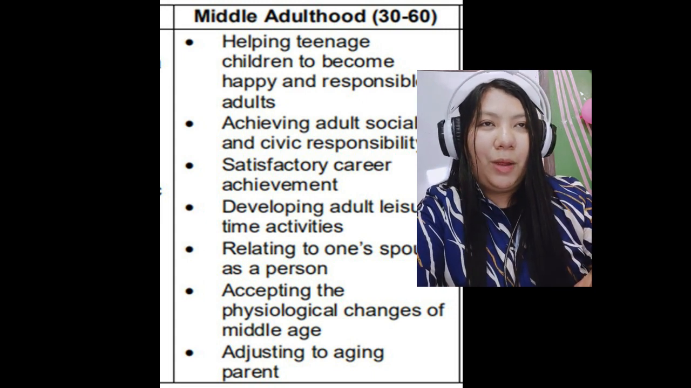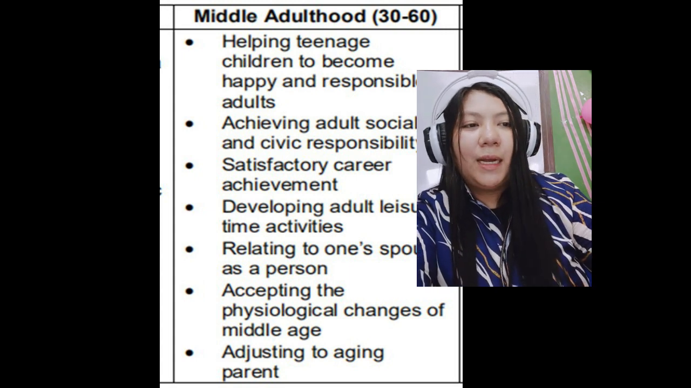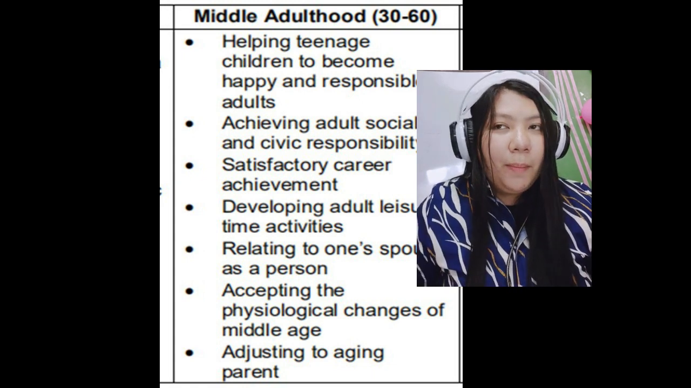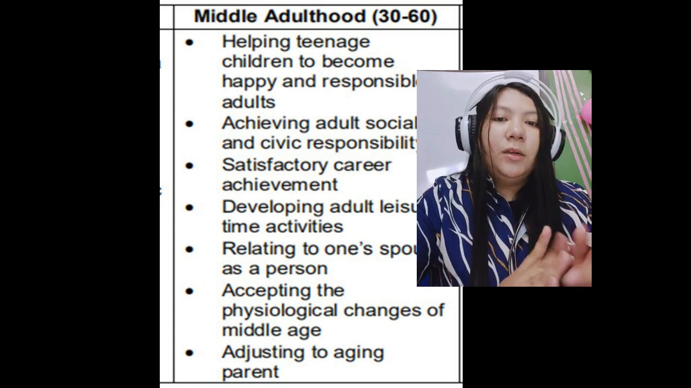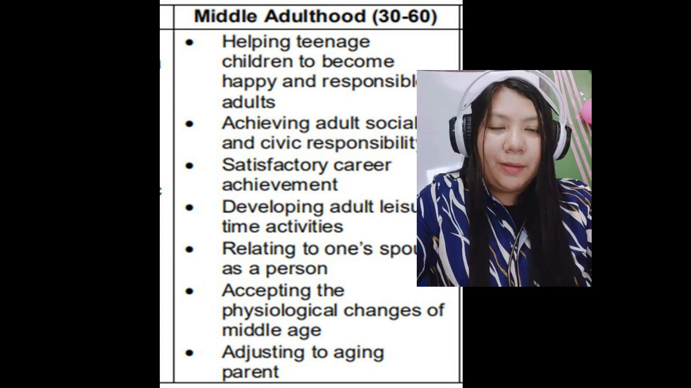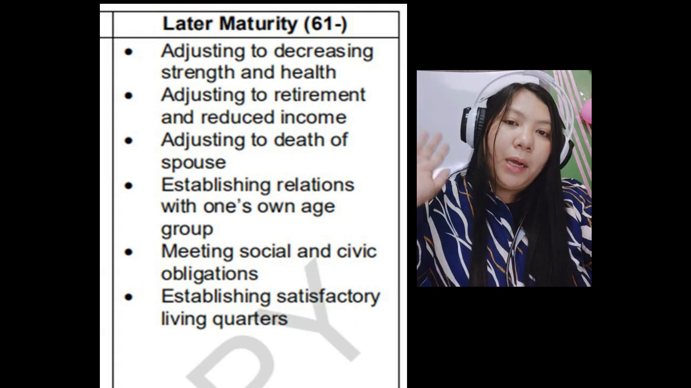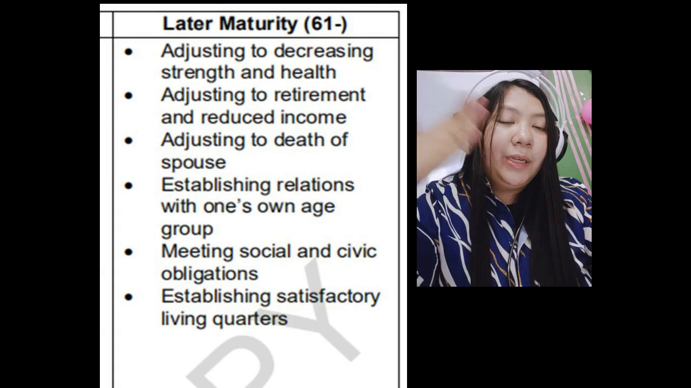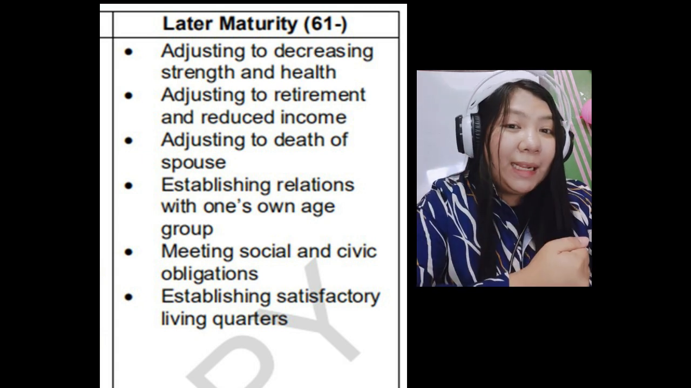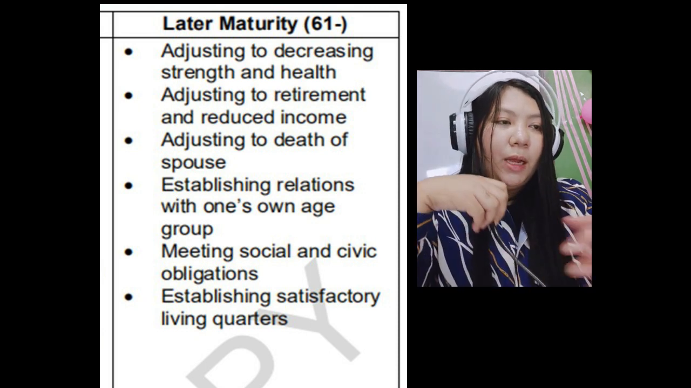So, yun na yung nag-start nung early adulthood mo, sexy ka, pero sa mga bandang middle adulthood, unti-unti ka nang lumalaki, tumataba, okay, magpapayat ka naman. So, yun yung mga ganyang changes. Adjusting to aging parent. So, pagtanda. And of course, later maturity, that is 61 and above. So, adjusting to decreasing strength and health. Kasi yun naman talaga ang normal, no? Habang tumatanda, unti-unting nanghihina ang ating mga katawan.